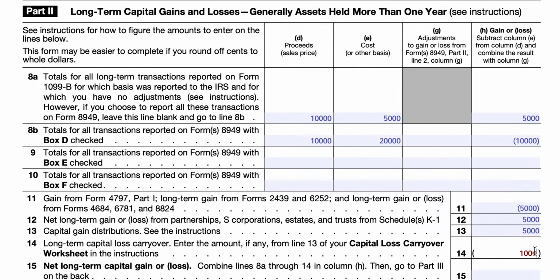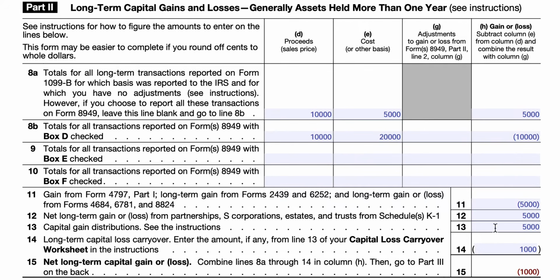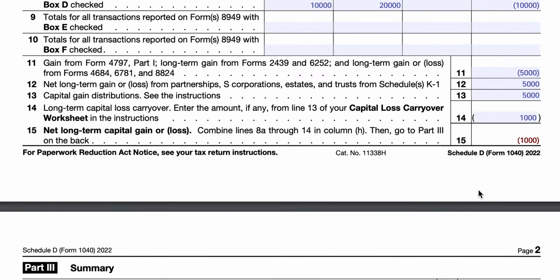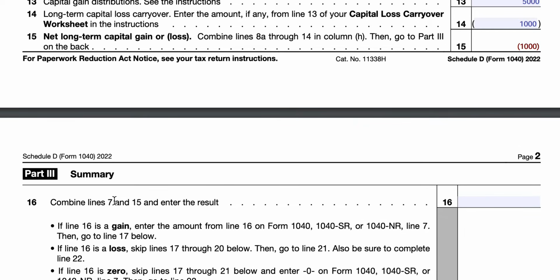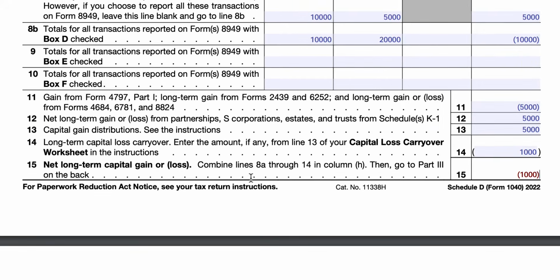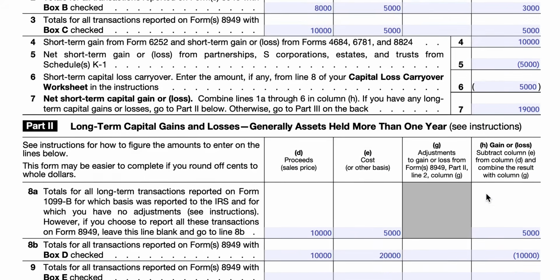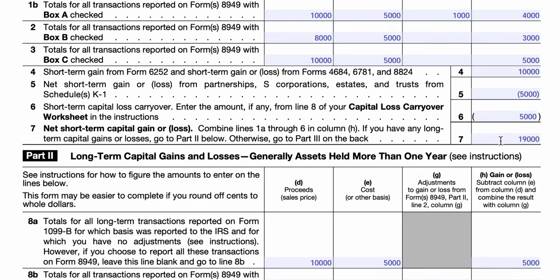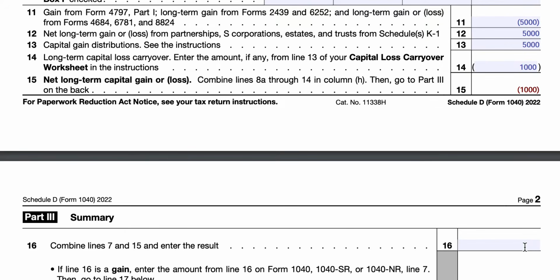So now we're going to net all of this together, and we get, let's see, a net $1,000 loss, right? So this is negative 15,000. This is positive 15,000, and then we're left with a net negative $1,000. So now we're going to combine lines 7 and 15. We've got the negative $1,000, and we've got the $19,000 in line 7. So this is a total of $18,000.